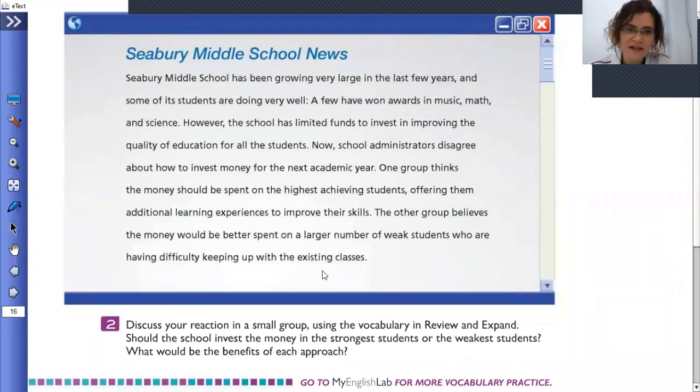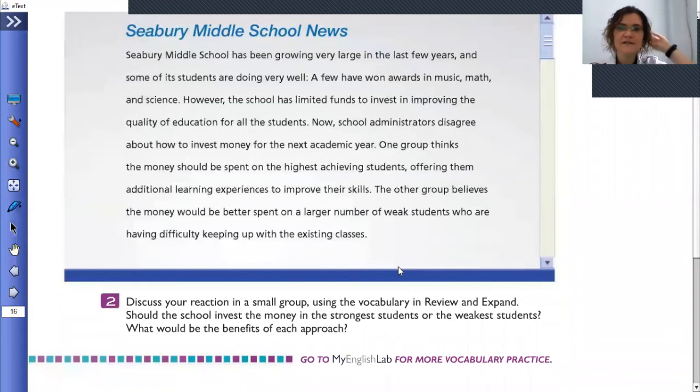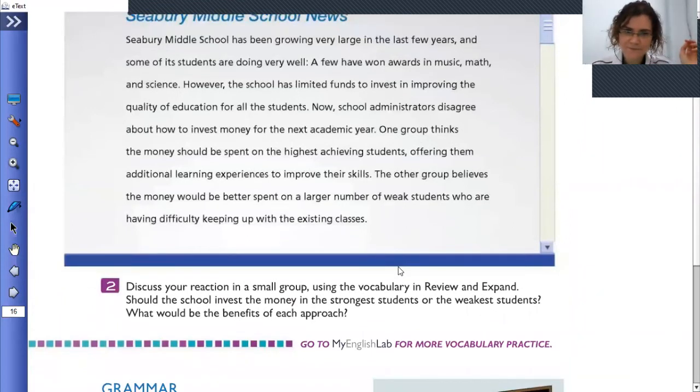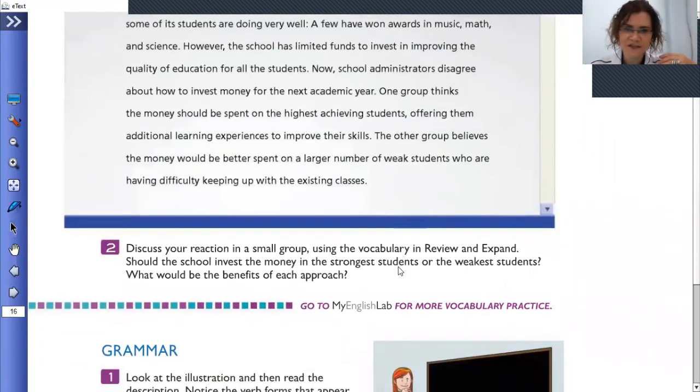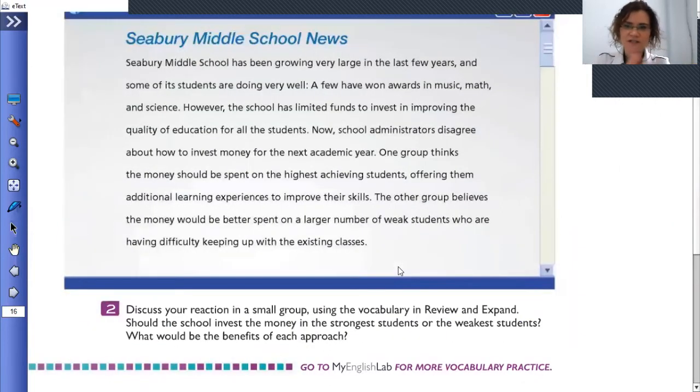So this is a problem now. There is a group that thinks money should be spent on the highest achieving students. And another group believes that money is better spent on a larger number of the weaker students. So now the question here is, what do you think? Do you think that the school should invest the money in the strongest students or in the weakest students? And can you tell me what the benefits are? Okay, who would like to respond? Anyone?